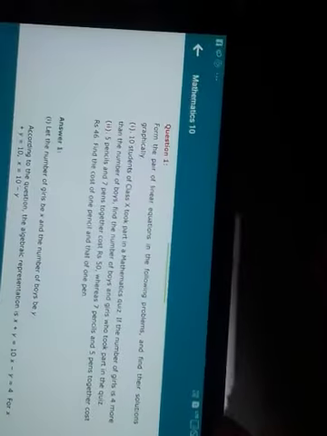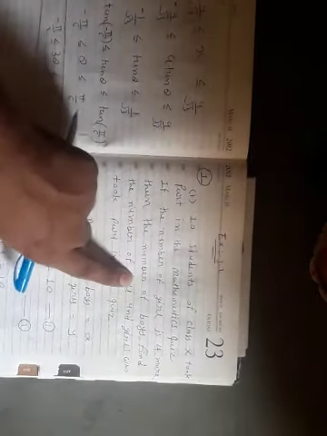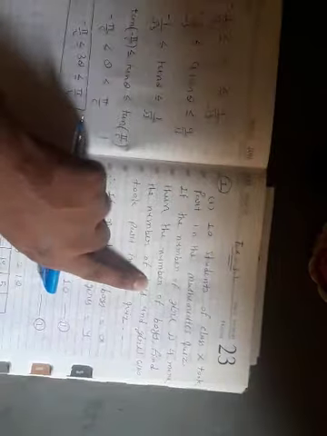So first we will form the pair of linear equations. See, what is the first question? 10 students of class 10 took part in a mathematics quiz. There are a total of 10 students who took part in the mathematics quiz. If the number of girls is 4 more than the number of boys, it means we can say the number of girls is more than the number of boys. Find the number of boys and the number of girls who took part in the quiz.